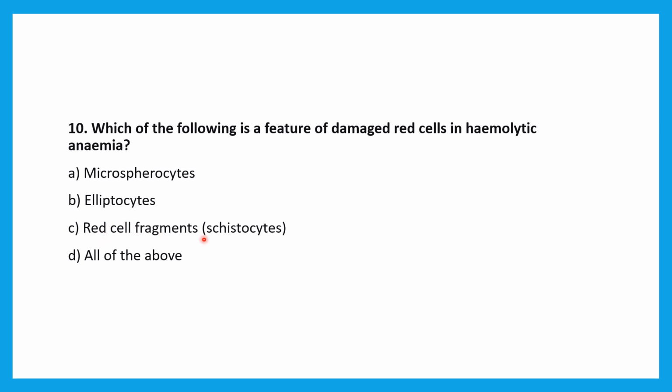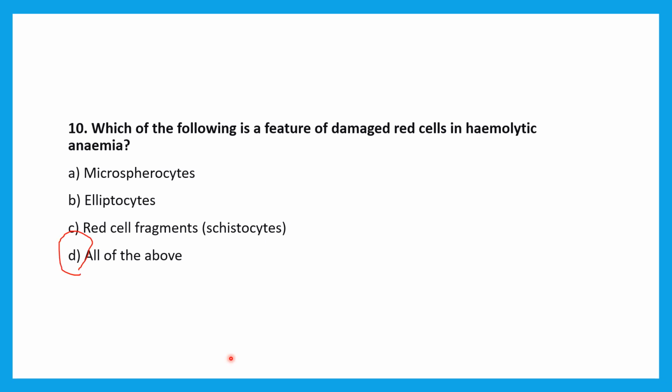Then red cell fragments, which are schistocytes. Because they are fragments, they just indicate what? The mechanical damage. An example is the microangiopathic hemolytic anemias. So we are saying that all of the above is the correct choice.